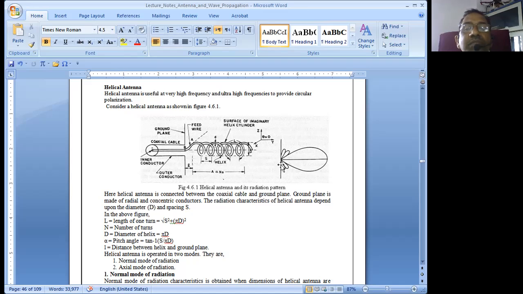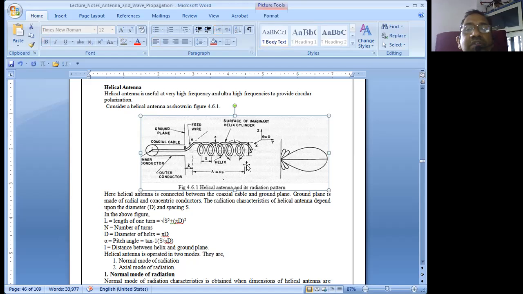Now the radiation pattern: almost all the radiations start from the origin point, and it will be maximum at the far field region. So this is normally used for far field radiations. And this helical antenna is normally preferred for high frequency and ultra high frequencies to provide circular polarization.